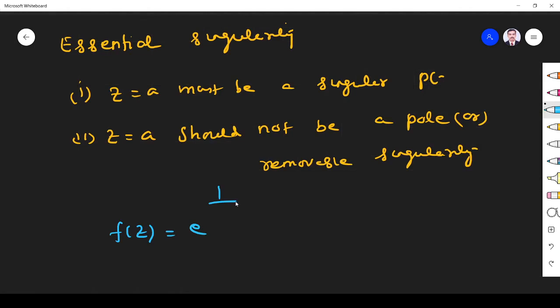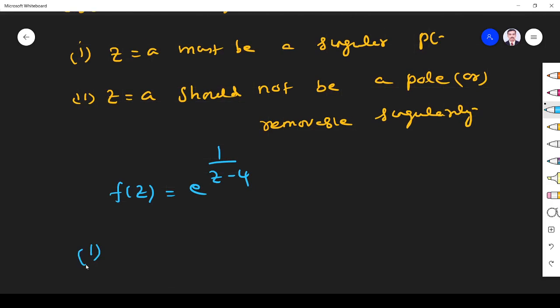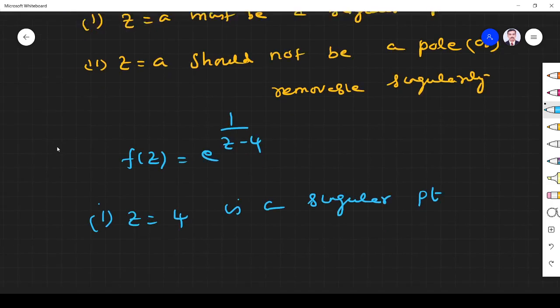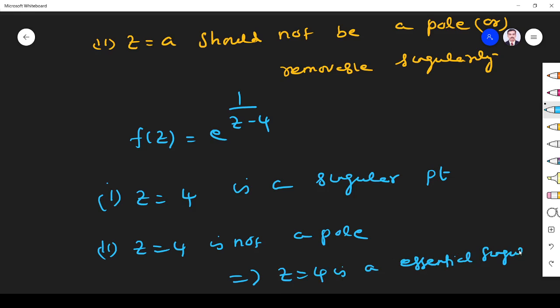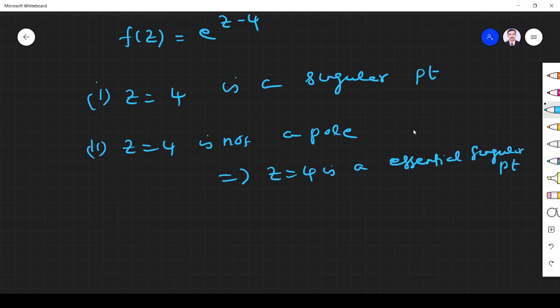You remember this? e power 1 by z minus 4. Let us take it, what is the singular point? First point is z is equal to 4 is a singular point. Because when z is equal to 4, the function becomes infinity and it is undefined. Right? But z is equal to 4 is not a pole because it is not bothered about the denominator. So z is equal to 4 is not a pole. This indicates z is equal to 4 is an essential singularity. Essential singular point. Right? This we remember. Okay.